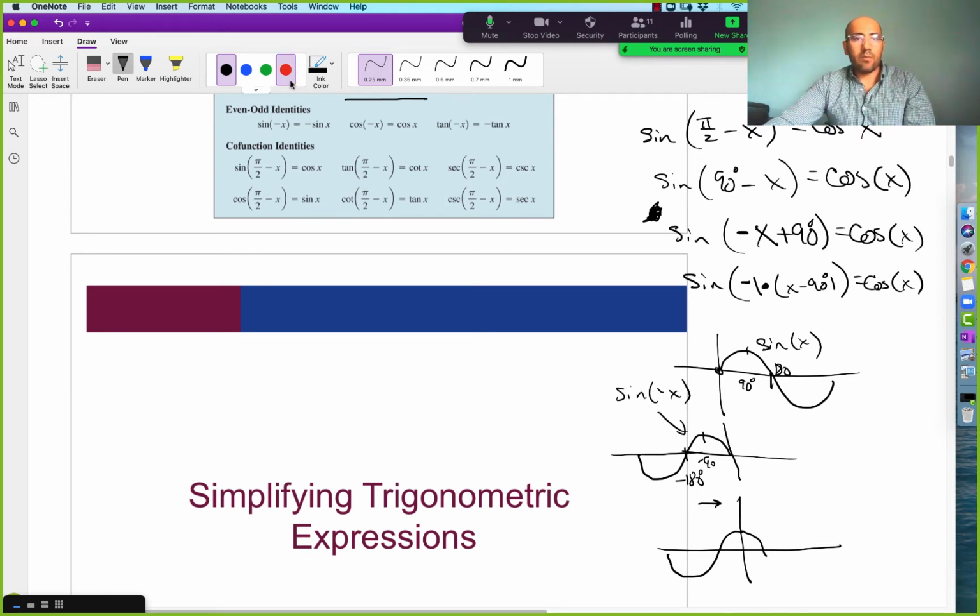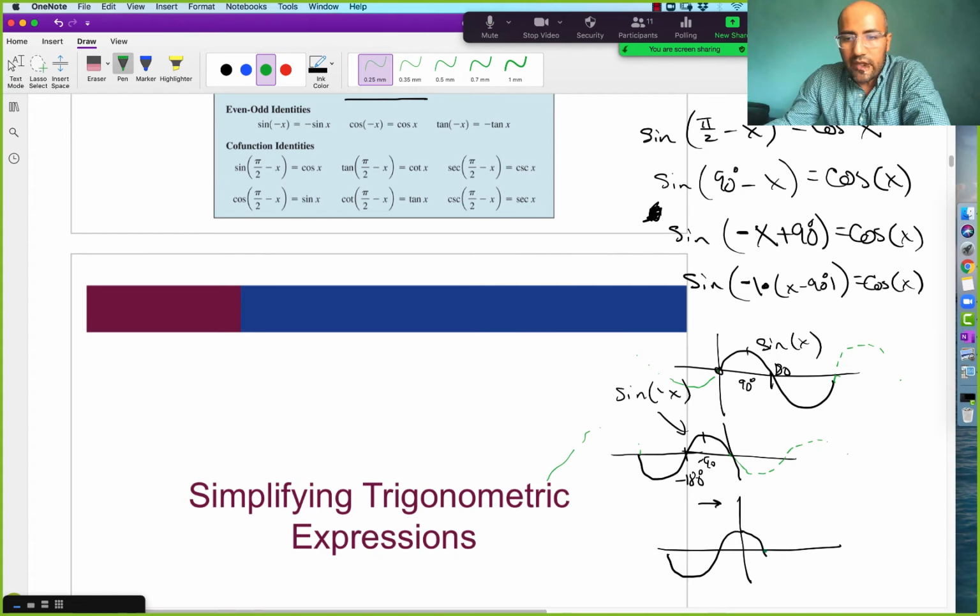But then remember that I'm just looking at a little piece of this. This thing really continues that way. This thing really continues that way. So then this thing really continues this way and comes that way and continues this way and comes that way. And oh wait, doesn't that look like the cosine function? So at this point, when I shifted it that way, we've arrived at our final statement that I wanted to make, right? That sine of negative x minus 90 degrees is really equal to cosine of x.